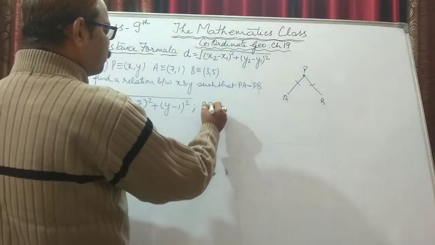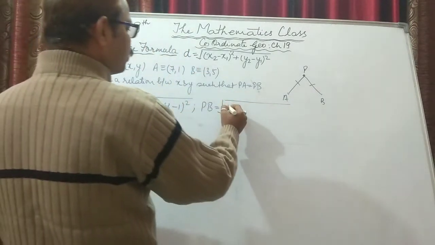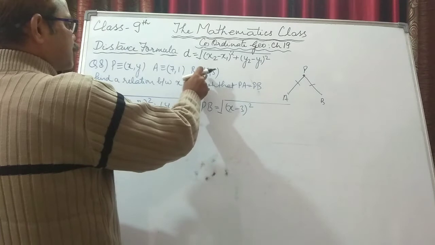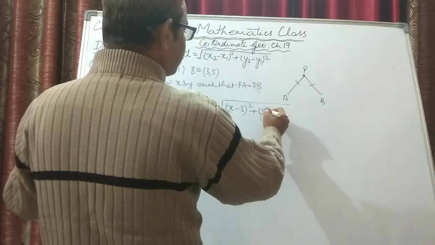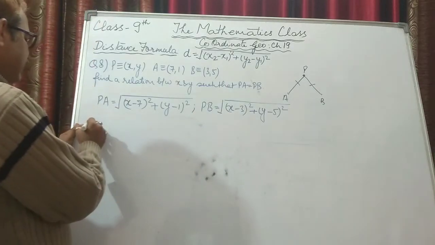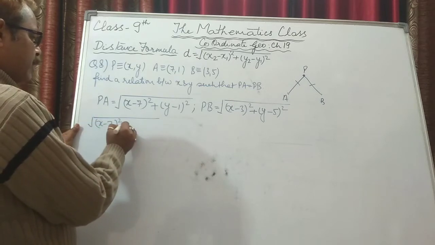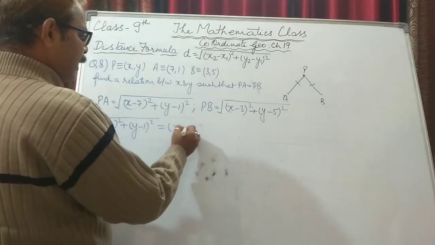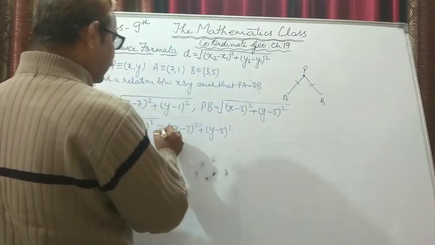Similarly, we will find the value of PB. PB will be under root (x minus 3) whole square, x1 minus x2. So x1 is x and x2 is 3, y1 is y, y2 is 5. So plus (y minus 5) whole square. Now since PA and PB are equal, we will equate them. So we can say the root of (x minus 7) whole square plus (y minus 1) whole square is equal to the root of (x minus 3) whole square plus (y minus 5) whole square.